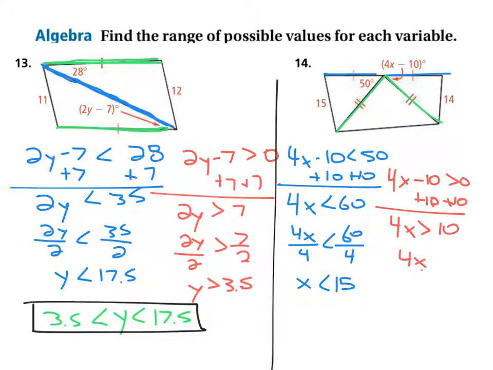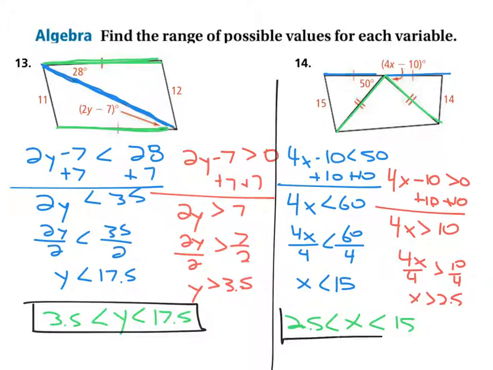4x is greater than 10. And when we divide both sides by 4, we get x is greater than 2.5. So we can write the final inequality as x is going to be greater than something, less than something else. It's greater than, in red, it's greater than 2.5. And it's less than, over here in blue, it's less than 15. Just to be clear, that's 2.5. So there's our inequality.